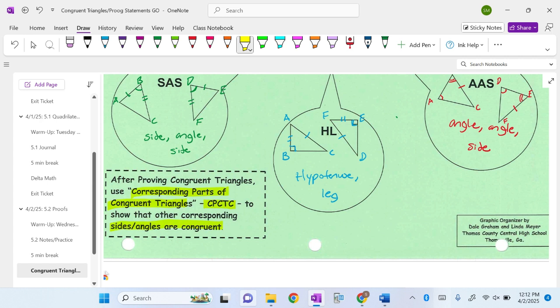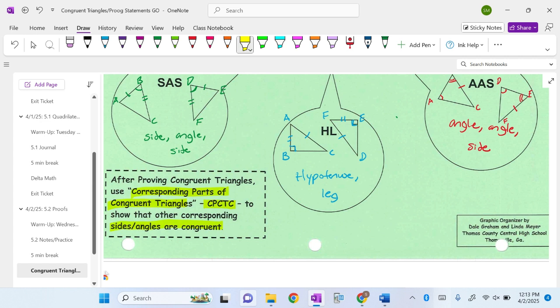Corresponding means it's the same side. If you're looking at the triangle from the same viewpoint, it'd be the exact same side. That's what that means. So that's why, for example, with side angle side, AB and DE are the same because they both look like they're the shortest side. They're corresponding. They're the exact same side. Does that make sense? All right.